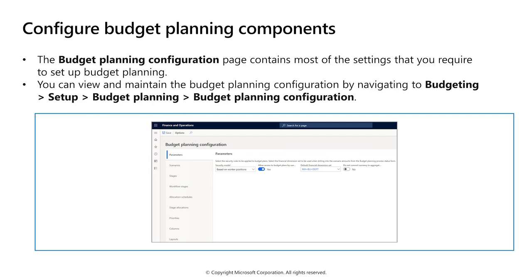We can design an organization hierarchy as the budget planning hierarchy for each budget planning process. Because this hierarchy is used to aggregate and distribute data, we might want it to have a different structure. Only one organization hierarchy can be assigned to each budget planning process. Budget plan can follow one of two security models to define user permissions. To specify the security model, access Budgeting, Setup, Budget planning, to set up budget planning parameters on the budget planning configuration page.